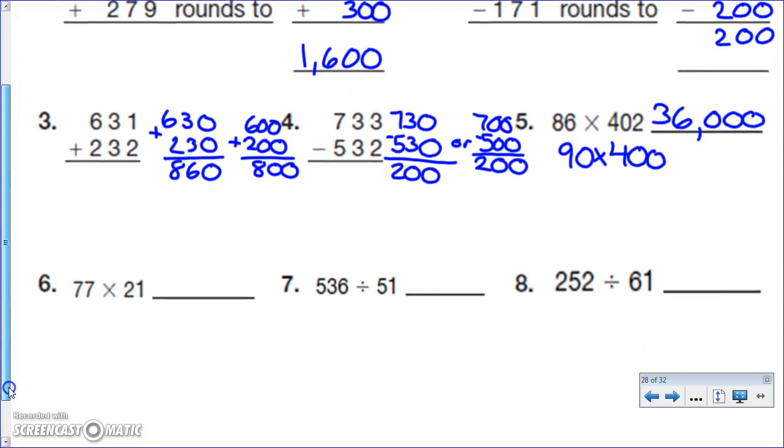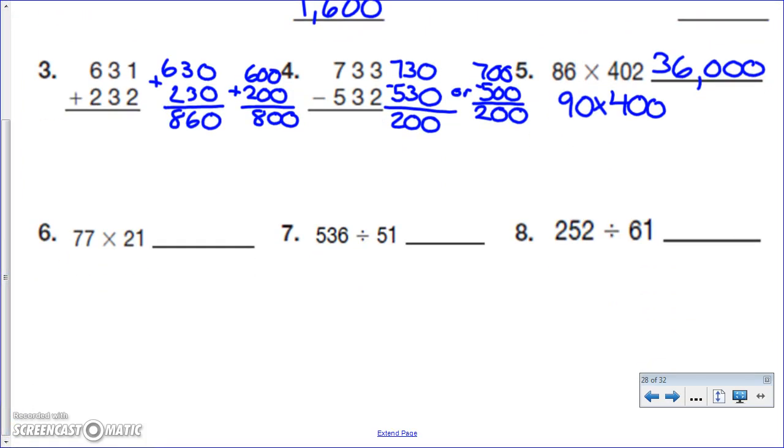For number 6, again, we're going to round to nice big numbers that are easy to do in our head. We're going to round 77 to 80 and 21 to 20. And then we know 8 times 2 is 16. And then we need to add 2 zeros, 1 from each factor. So we get 1,600.